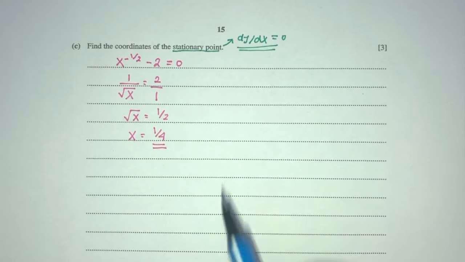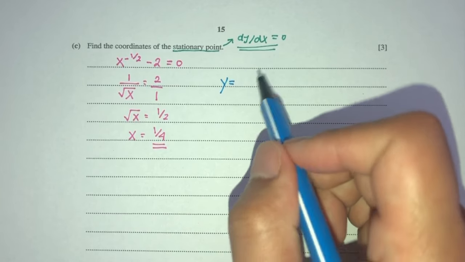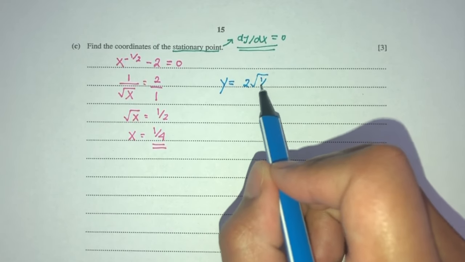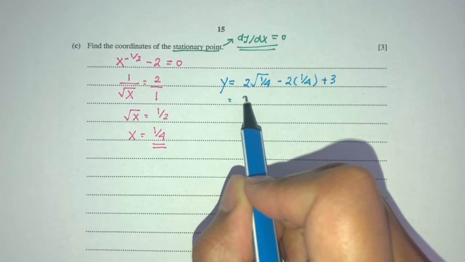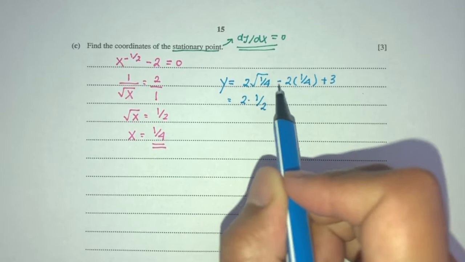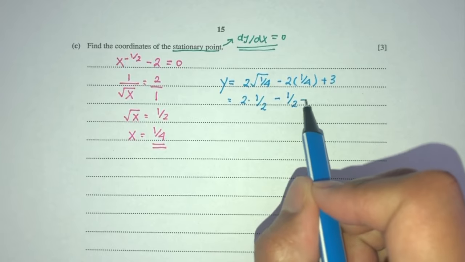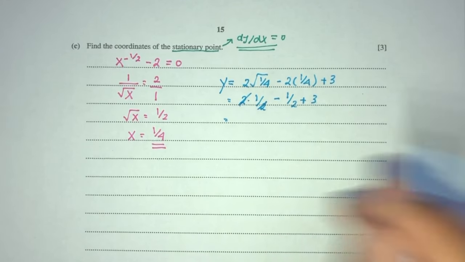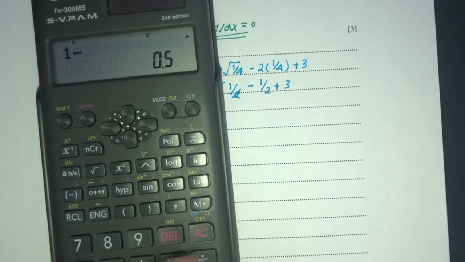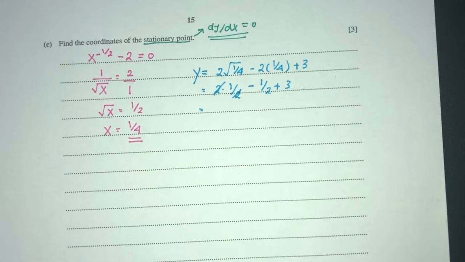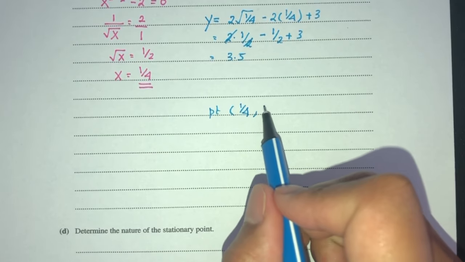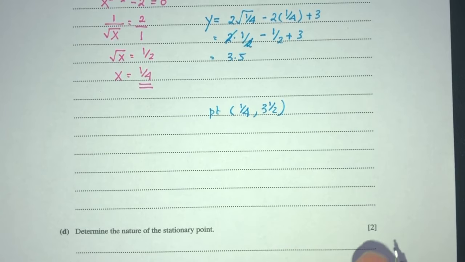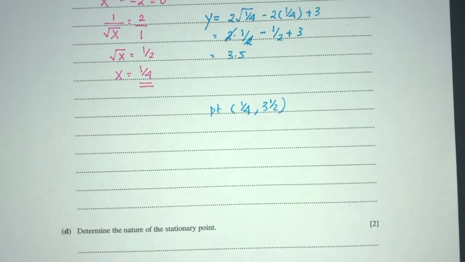Now we also have to find the y value, so replace back in the equation. y will be 2 root of x minus 2 times 1 over 4 plus 3. That should be 2 times 1 over 2, right? And minus 1 over 2 plus 3. That will go away, so you have 1 minus half plus 3. Should be 3.5 as the value for the y coordinate. So finally, the point is actually 1 over 4 and 3.5, or you can write 7 over 2 as well, not a big deal, for your point.